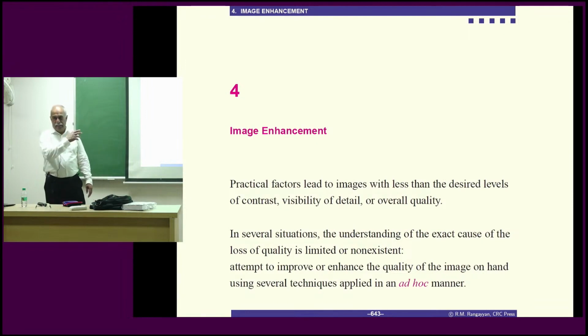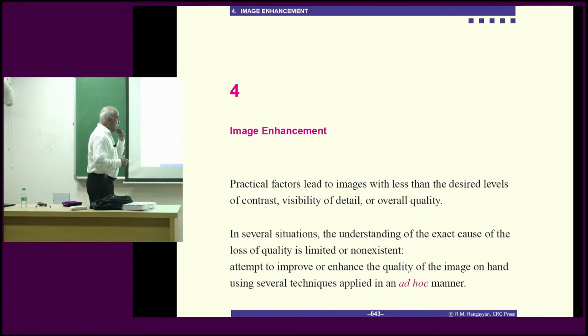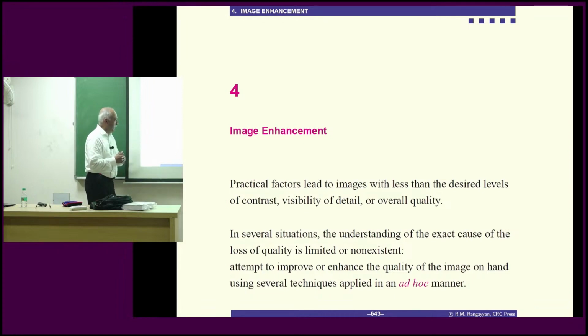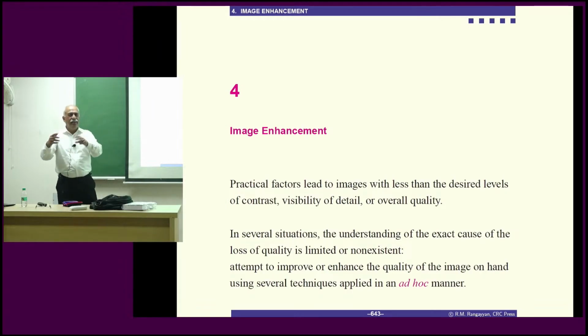What is quality? We said earlier, we need to characterize quality in terms of high frequency content, acutance, sharpness, contrast, and so on. We saw a few measures. So in several situations, the understanding of the exact cause of the loss of quality is limited or non-existent. You may not know what is causing this blurring or loss of quality. An attempt to improve the quality of the image using several techniques applied in an ad hoc manner, meaning I'll try this, I'll try that, if one works, fine. Then that is what is called image enhancement.